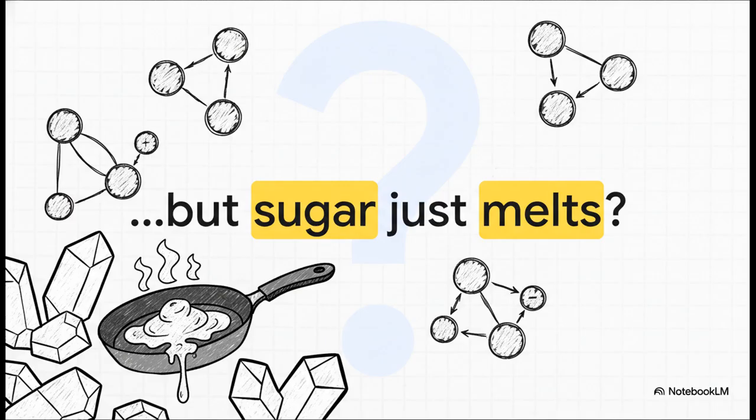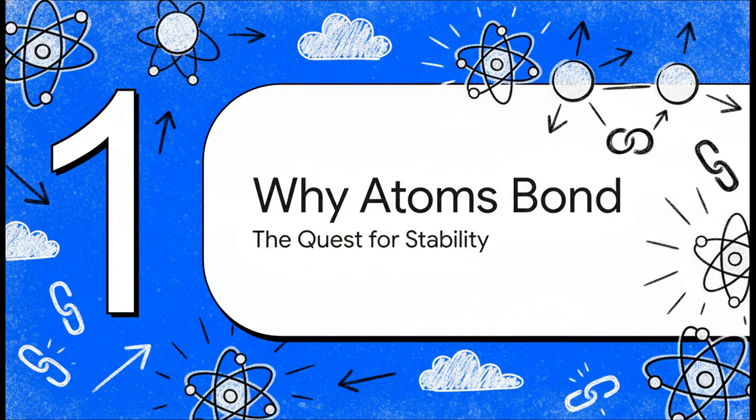Well, the answer to that puzzle is super tiny. It's at the atomic level, in the forces holding them together. To really get it, we have to start with the atoms themselves and ask a really basic question. Why do they even bother connecting or bonding at all? What's in it for them? Well, it all comes down to one thing, a deep fundamental need to be stable.